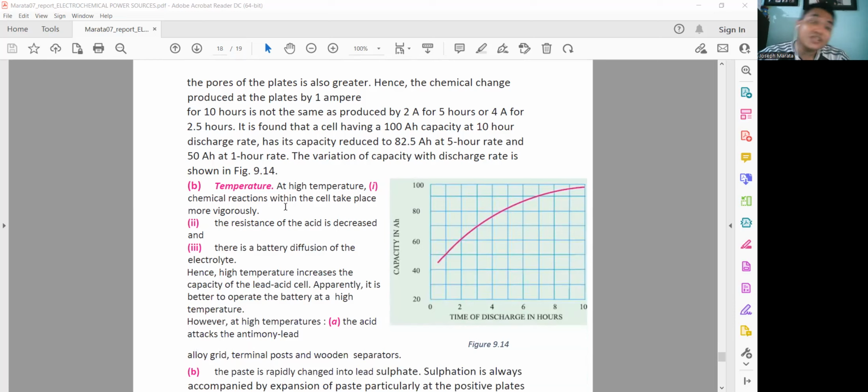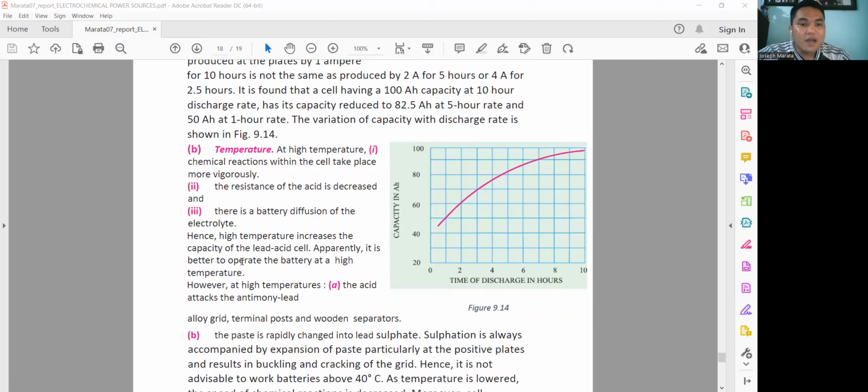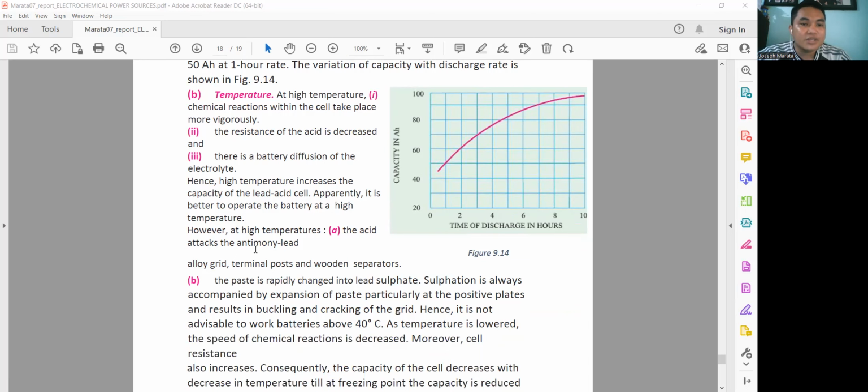B is the temperature. At high temperature, chemical reactions within the cell take place more vigorously. The second is that the resistance of the acid is decreased, and the third is better diffusion of the electrolyte. Hence, high temperature increases the capacity of the lead acid cell. Apparently, it is better to operate the battery at a high temperature.